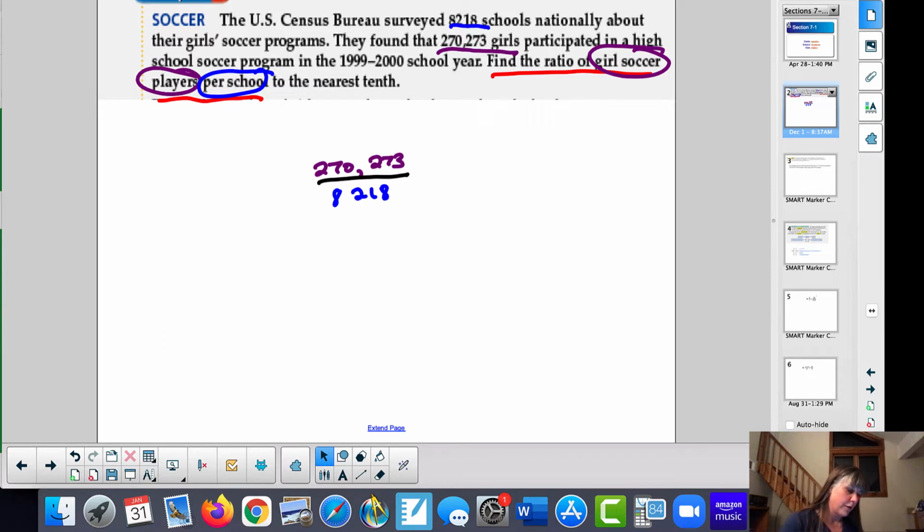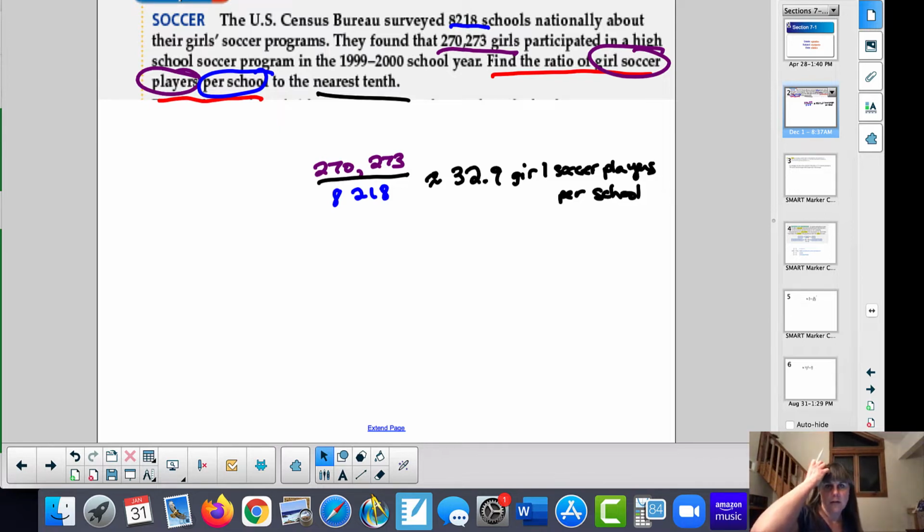To get about 32.9 girls soccer players per school, because they asked us to round to the nearest tenth. So basically you want to see, when they ask you to find the ratio, whatever comes first goes on top, whatever comes second goes on bottom, and then you can either simplify that and keep it as a ratio, or like in this particular problem, go ahead and divide those and get a number to the nearest tenth.